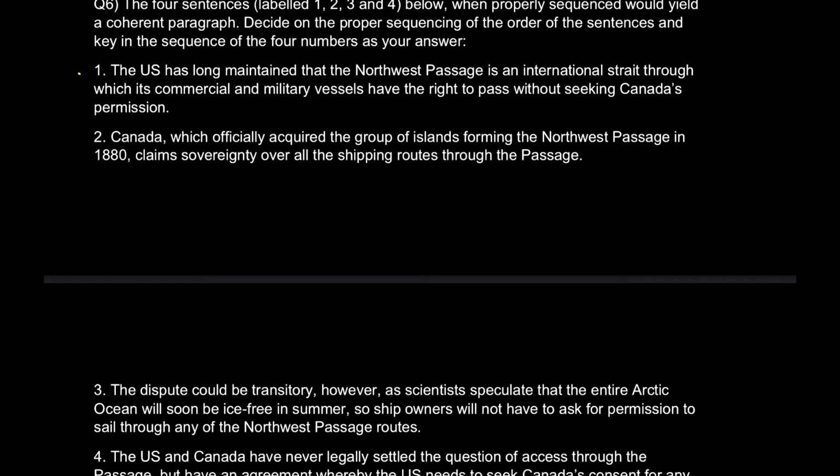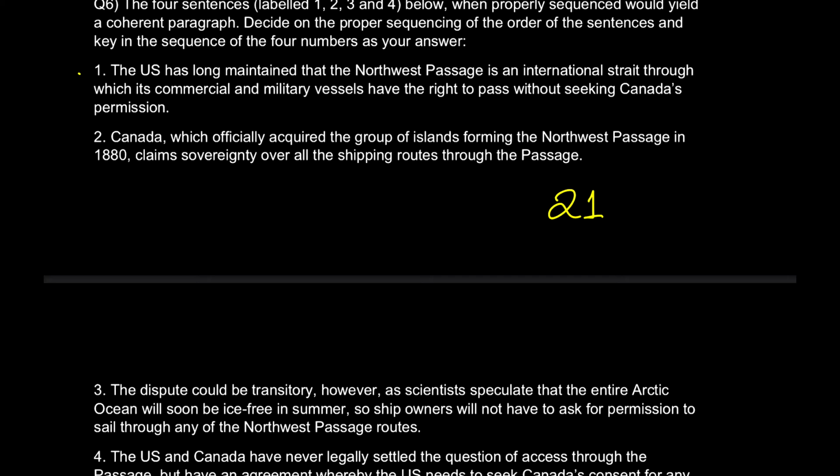Forming the Northwest Passage in 1880, claims sovereignty over all the shipping routes. Okay, it is claiming sovereignty, and that is maybe the reason we are discussing all this. And then we will definitely talk about what used to happen earlier and what the US stand is in this. The US has maintained this for a very long time, and now if Canada suddenly comes and says everything is mine, then disputes will be created.